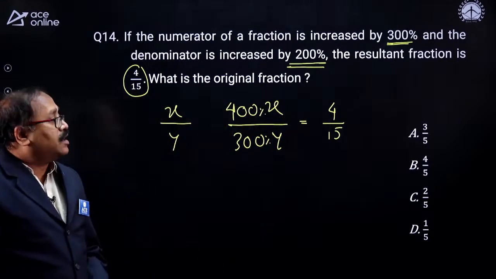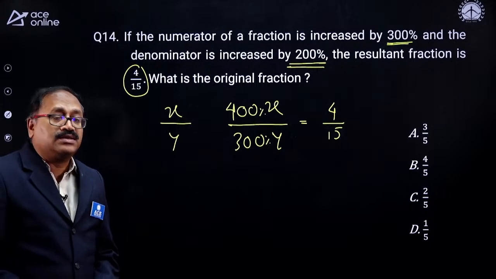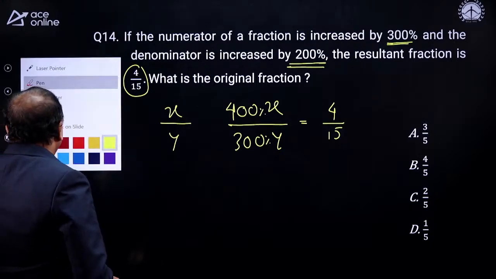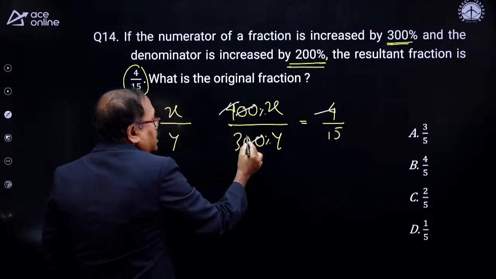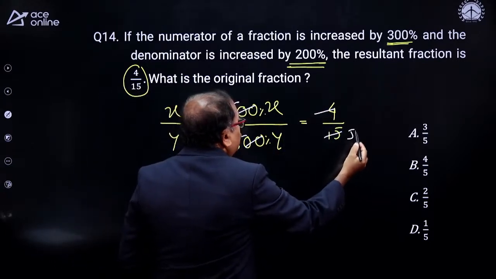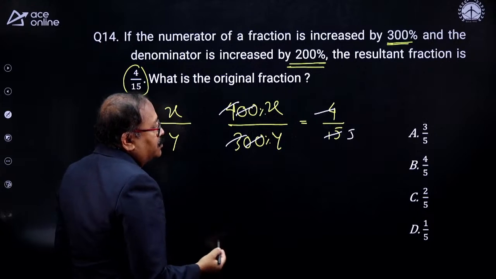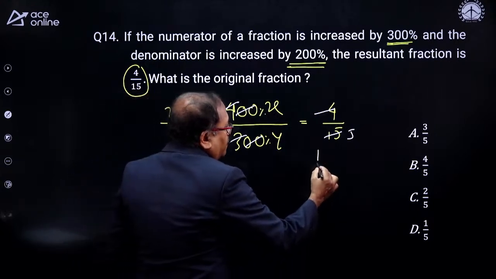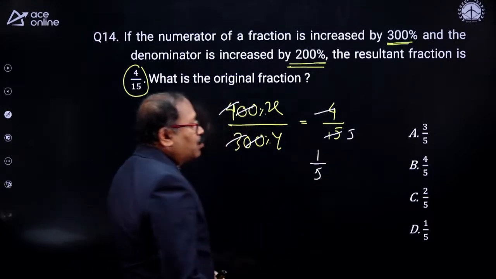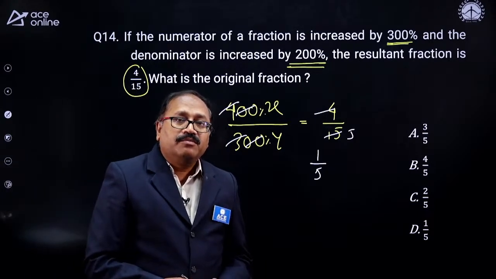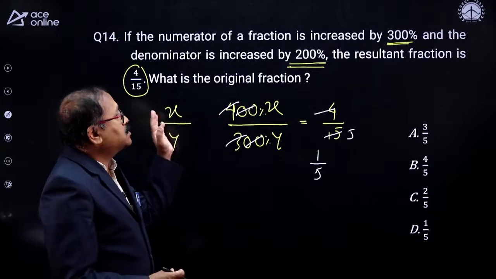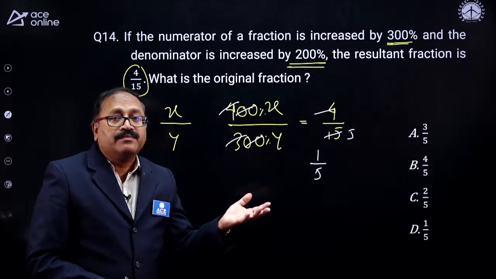I am sure Aman and Sai, you will be able to answer the question now. So I will cancel this part now. 0 gets cancelled with 4, this gets cancelled with 3, this 5 times. And then I notice that it will be 1 by 5. The original fraction is 1 by 5. Option D.